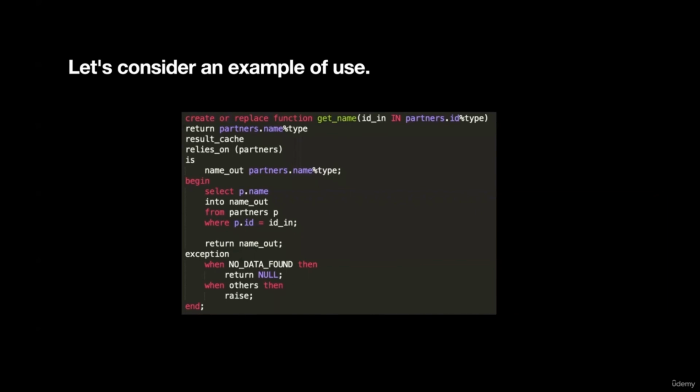The RELIES_ON construct indicates that the cache depends on the partners table, and if it changes, the cache should also not be used. The RELIES_ON construct is optional, and as of Oracle Database 11g Release 2, it is no longer needed. Starting with this version, Oracle automatically detects which tables the return data depends on and correctly invalidates the contents of the cache when the contents of those tables change. Including your RELIES_ON section will do nothing.